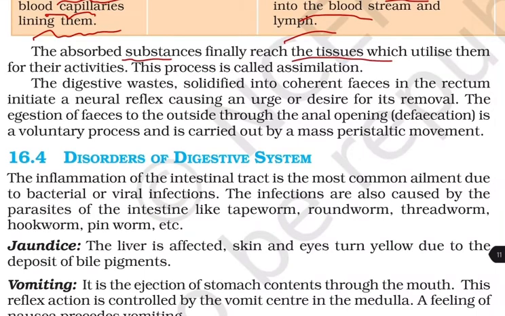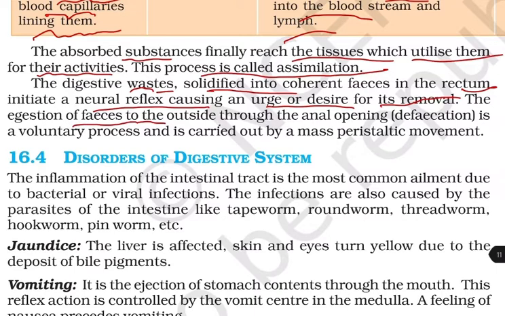The absorbed substances finally reach the tissues, which utilize them for their activities, and the process is called assimilation. The digestive waste, solidified into coherent masses, reaches the rectum and initiates a neural reflex causing an urge or a desire for its removal. The ejection of feces to the outside through the anal opening, that is defecation, is a voluntary process and is carried out by mass peristalsis movement.